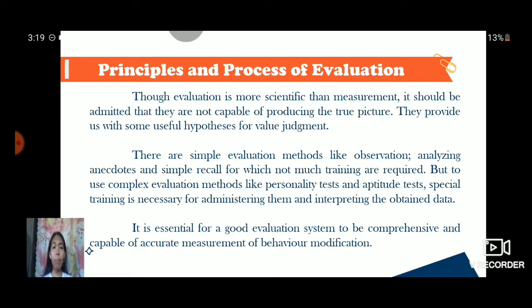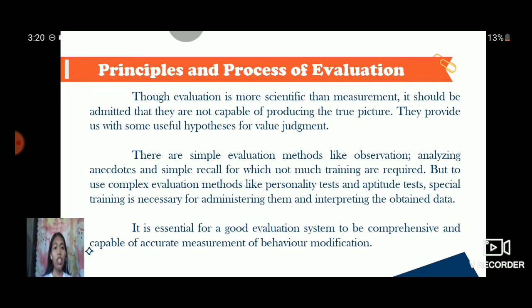Next, there are simple evaluation methods like observation, analyzing anecdotes, and simple recall, for which not much training is required. But to use complex evaluation methods like personality tests and aptitude tests, special training is necessary for administering them and interpreting the obtained data. So if you're going to run a personality and aptitude test, you should have the proper training in order for you to administer and interpret the data effectively.